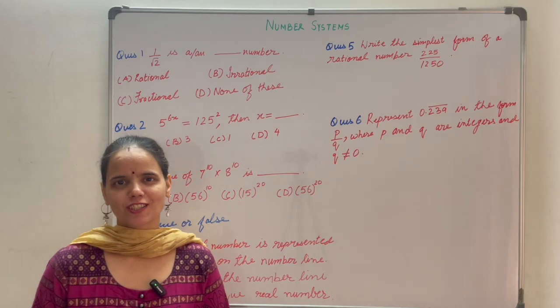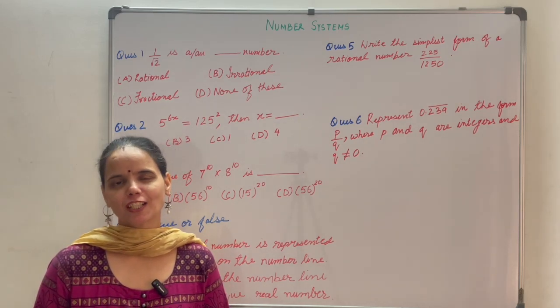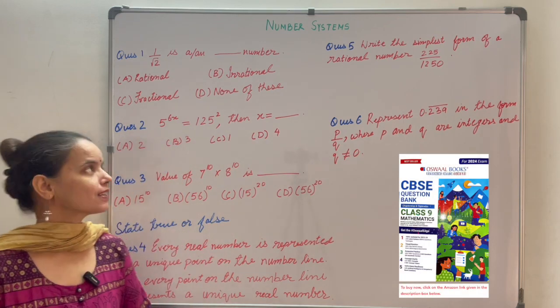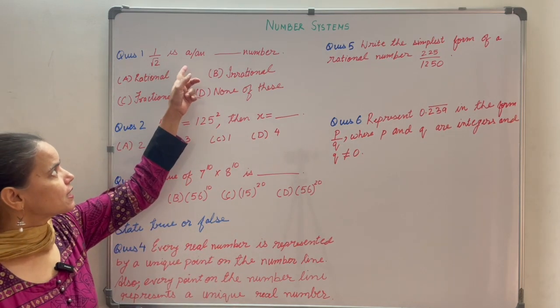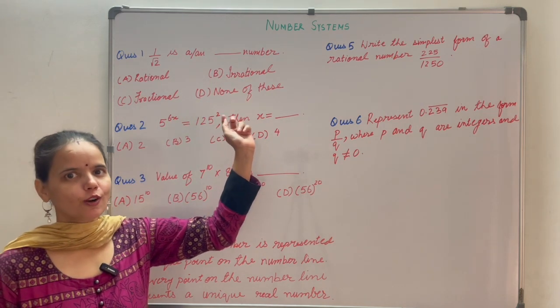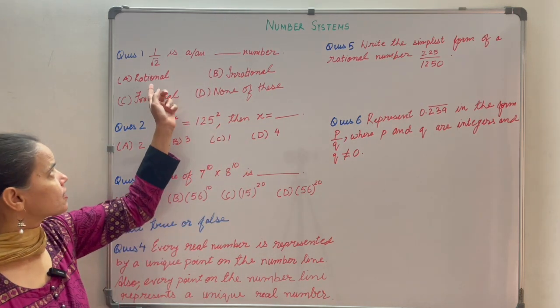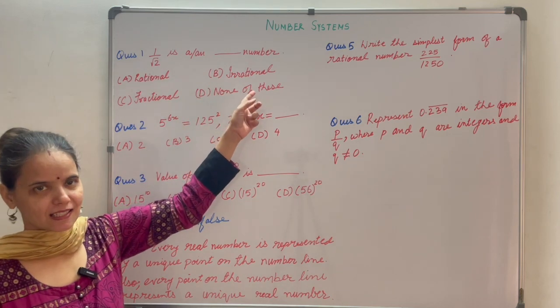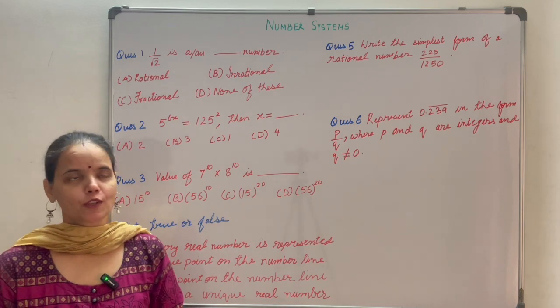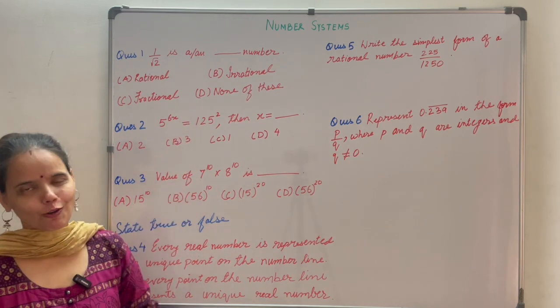Let us solve some questions on number systems. I have taken all these questions from Oswaal Books. So the first question is 1 upon root 2 is a dash number. So here we have got four options. A is rational, B is irrational, C is fractional and D is none of these. So you have to look out for the correct option here.